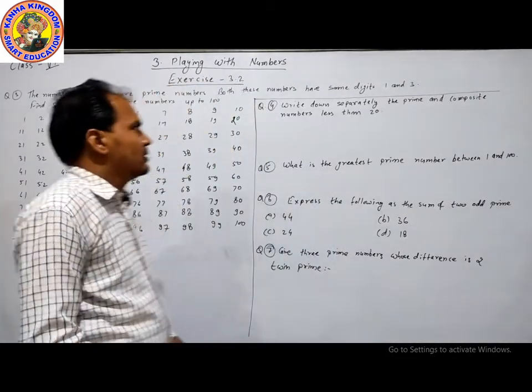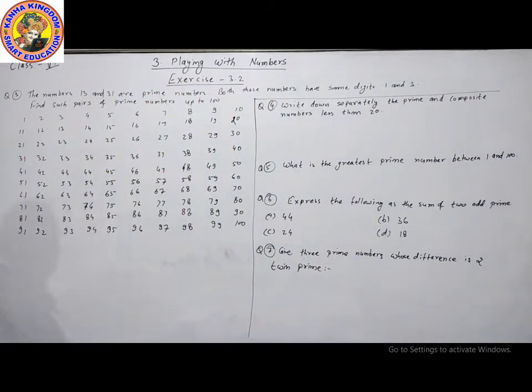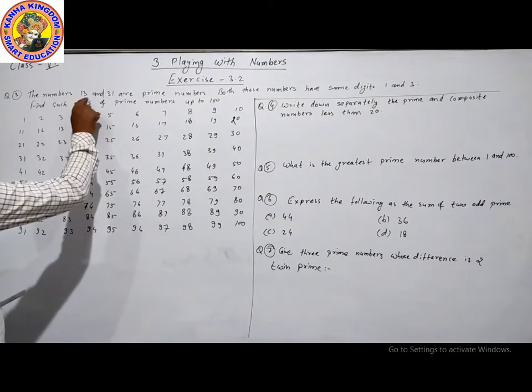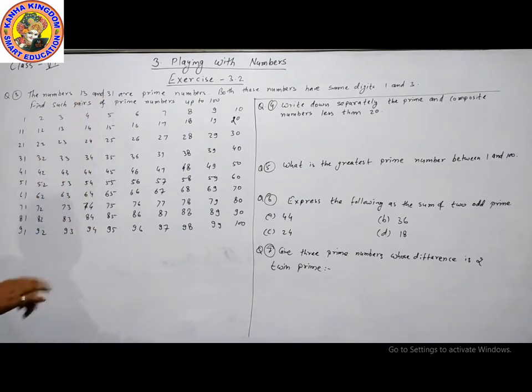Our exercise is 3.2, question number 3. Find the numbers: 13 and 31 are prime numbers, both numbers having the same digits 1 and 3. Find such pairs of prime numbers up to 100.